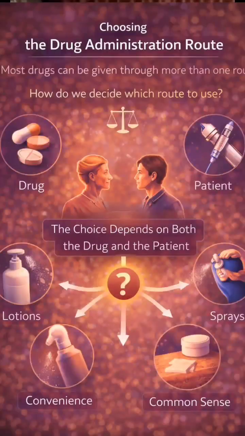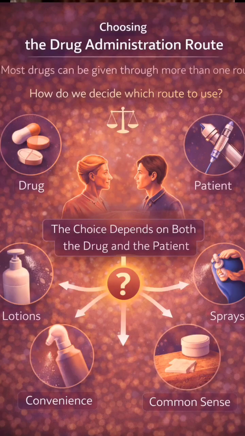Why are some drugs given as tablets, some as injection, and some simply applied on the skin? The answer lies in the roots of the drug administration. Now, interestingly, most drugs can actually be given through more than one route. So, the real question is, how do we decide which route to use?